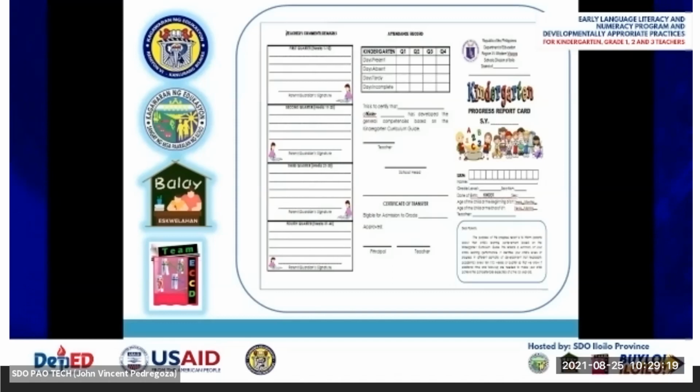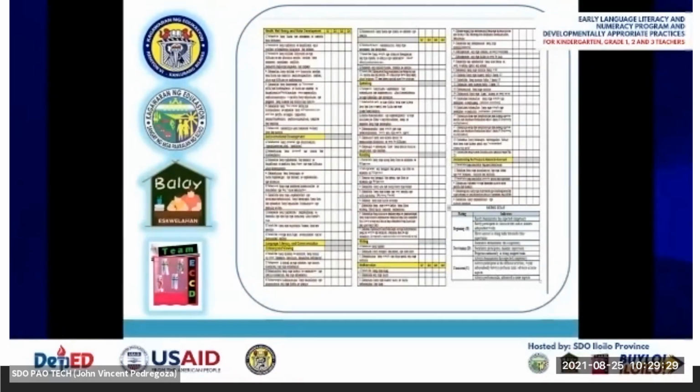A progress report will be provided by the teacher to the parents at the end of every quarter. Overall performance on the learning, such as portfolios, checklists, and teachers' observation will be summarized in the progress report.